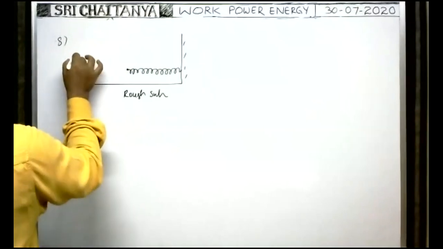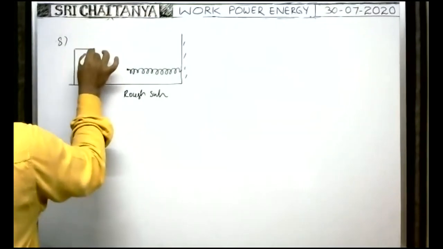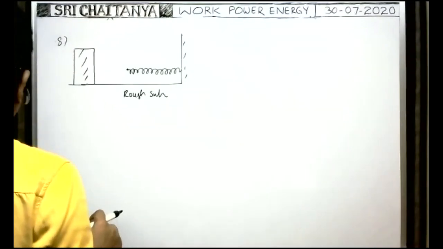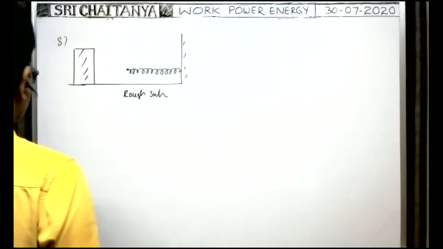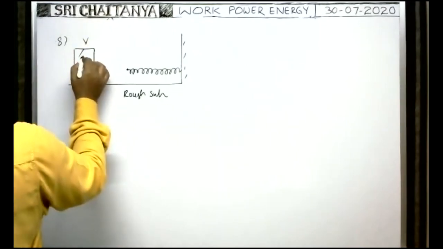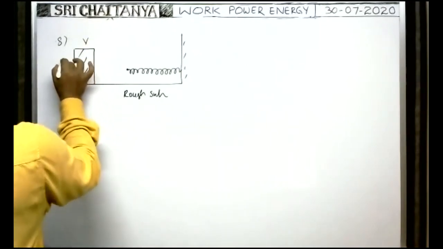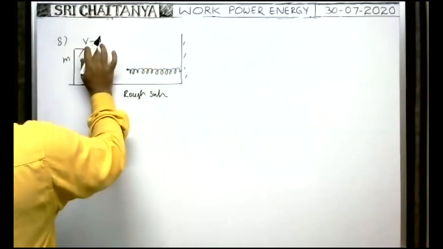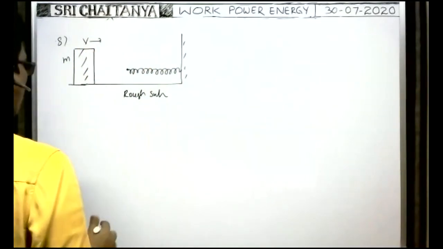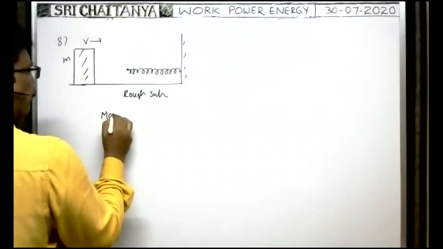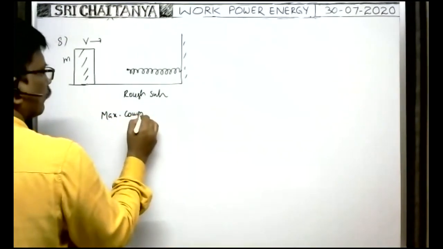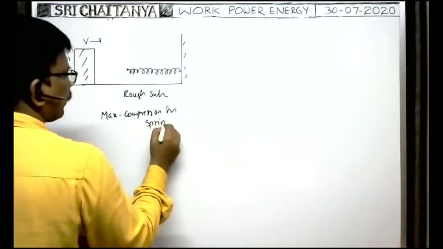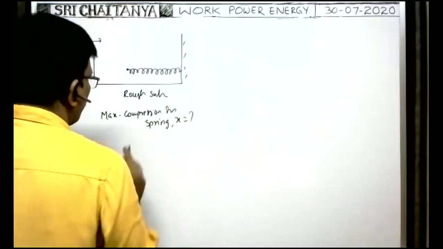Here one block is pushed with a velocity v. One block of mass m is pushed towards the right, towards the spring, with a velocity v. And what is the maximum compression in the spring? They asked for the maximum compression in the spring. That is x. x is equal to how much?